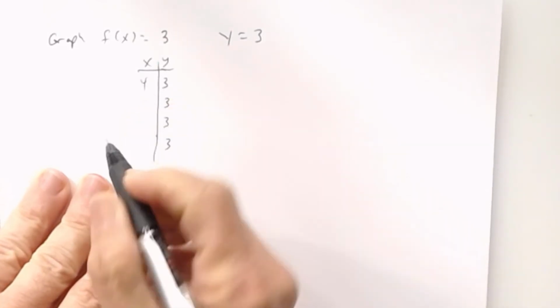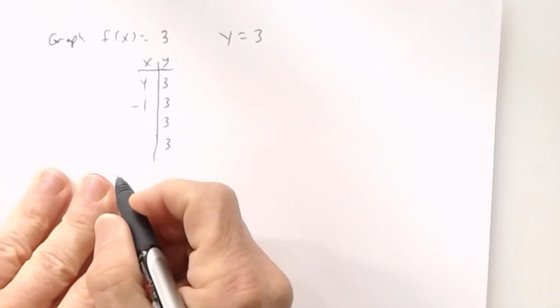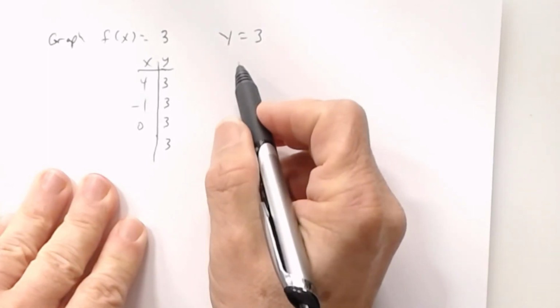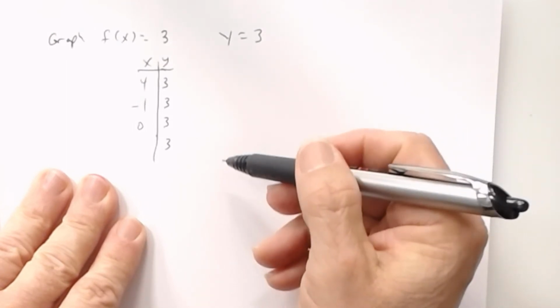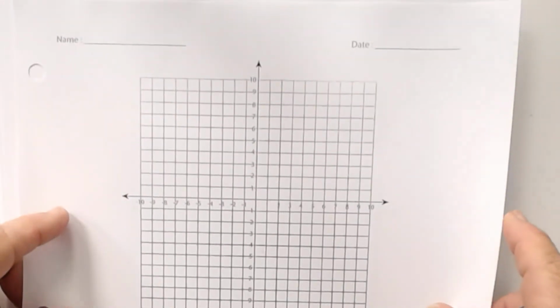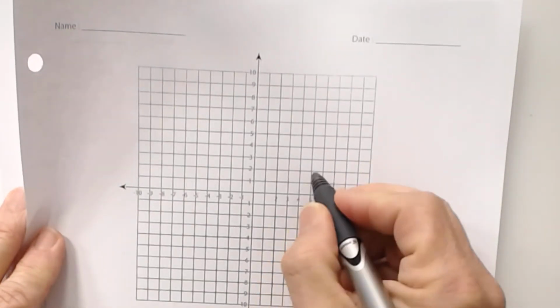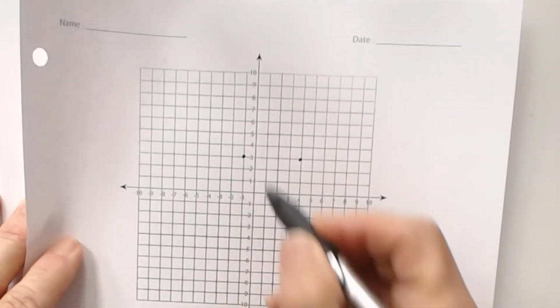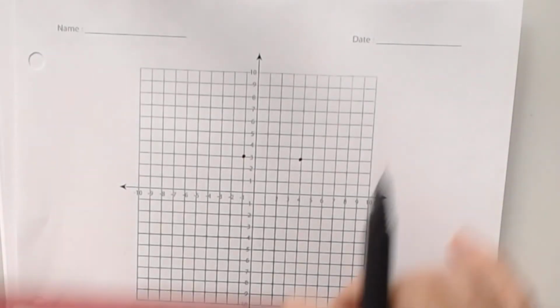So if x is 4, what's y? If x is -1, what's y? If x is 0, what's y? That's what that says. That said y has to equal what? 3. There's no x there, so it doesn't matter what you put in for x. Y always equals 3. So when I plot those points, you're going to notice that you have what line? A horizontal line. So 4, 3 is here. -1, 3 is here. And so when I graph the line, it is horizontal.